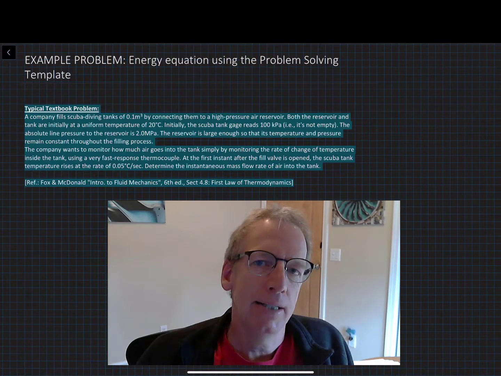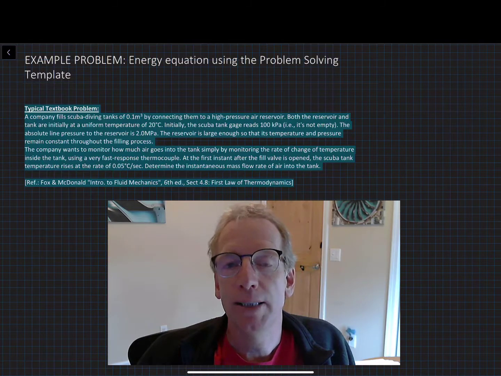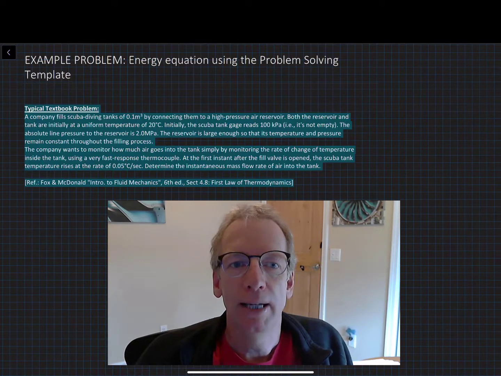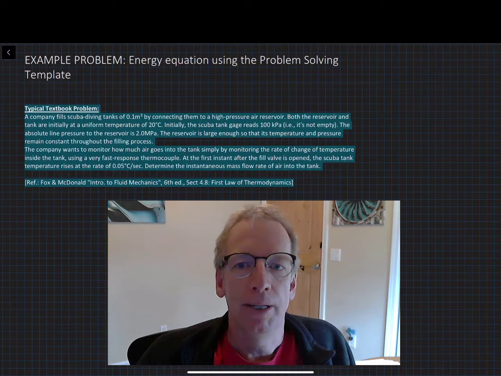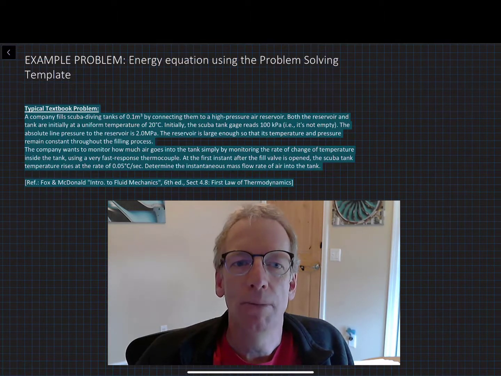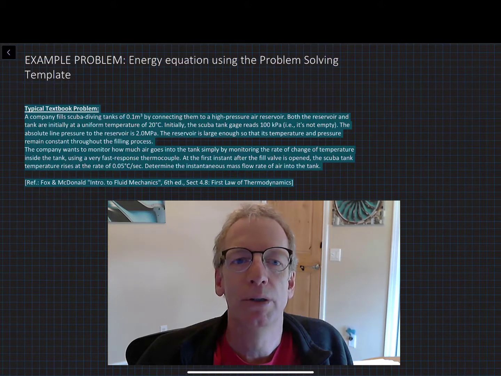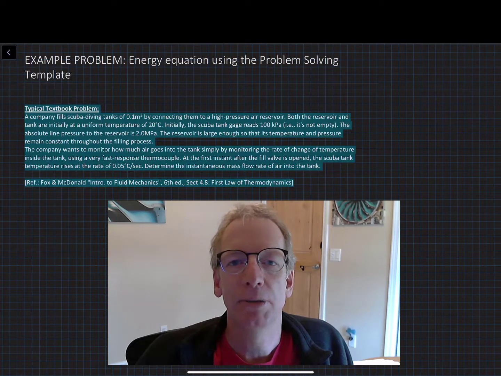Since that air, as it flows, is doing work on the air that's already present inside the scuba tank, flow work, the temperature of the air inside the scuba tank can be expected to go up. And sure enough, our thermocouple inside that tank measures an instantaneous rise in temperature at time equals 0 after the valve is open of 0.05 degrees Celsius per second.